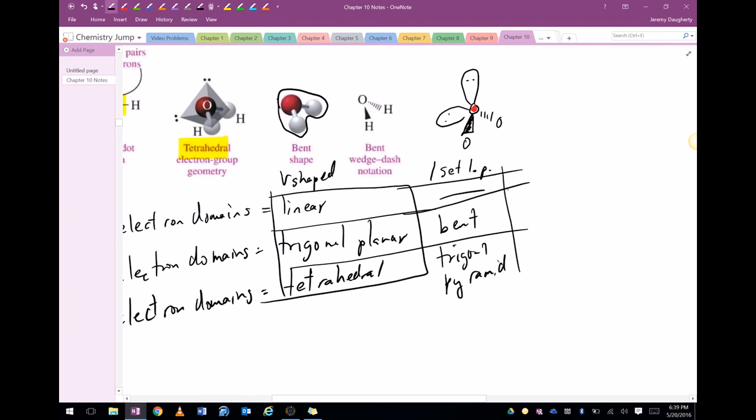What if you have 2 sets of lone pair electrons? It's not going to happen in linear. It's not going to happen in bent or in trigonal planar. For tetrahedral, then it becomes bent. Okay?